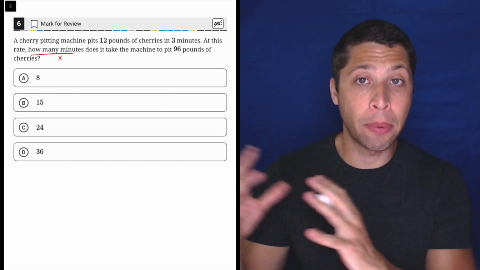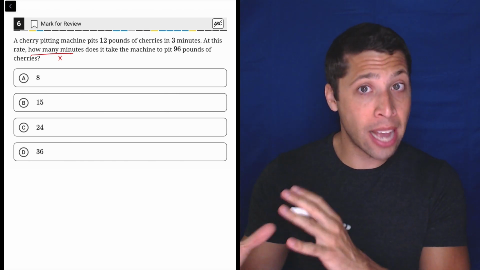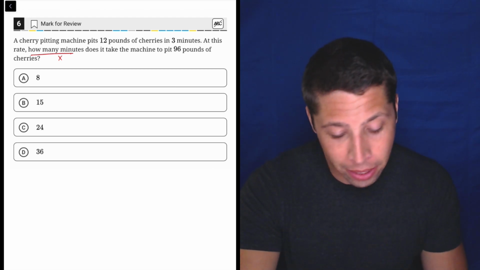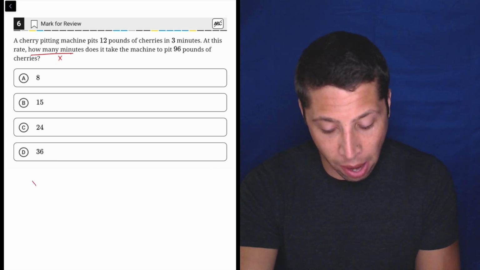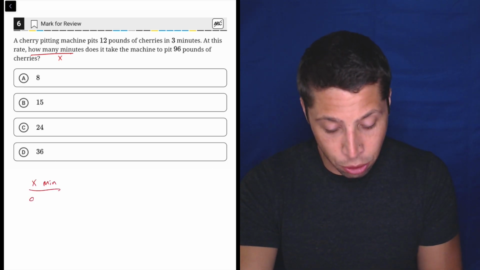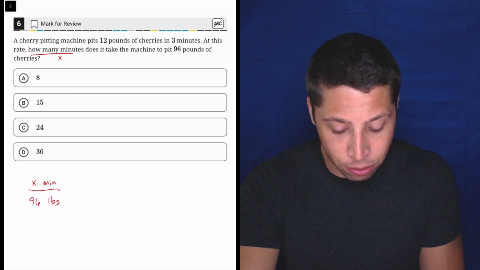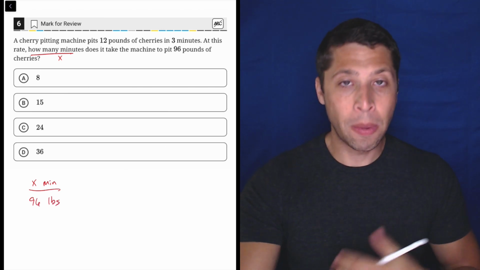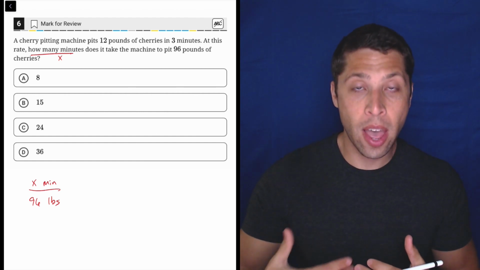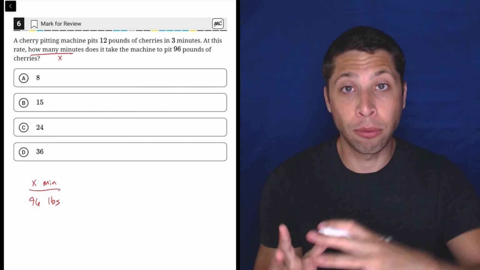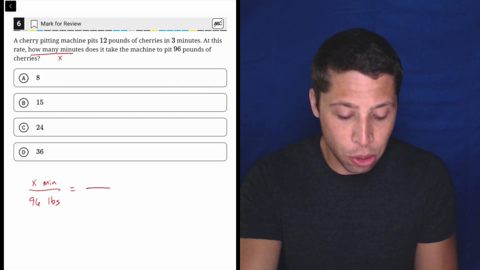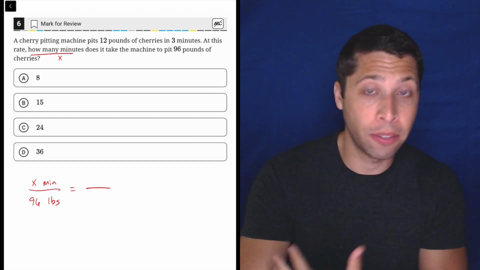So I like to set up a set of fractions, and I really focus on the x because I love to have the x on the top. It really doesn't matter, but it's just the way I like it. So I would say, okay, x minutes, how many minutes to do 96 pounds of cherries? Basically what we're taking advantage of is if something is a constant rate, then the fraction can grow and shrink, but the overall value of the fraction will be the same. So we're using the properties of reducing fractions here.